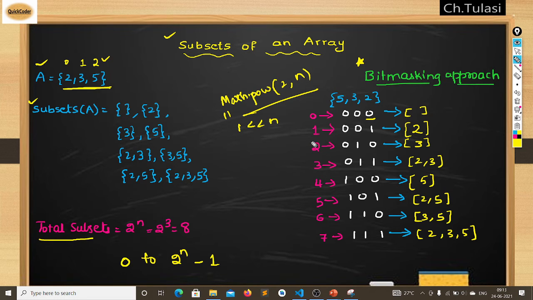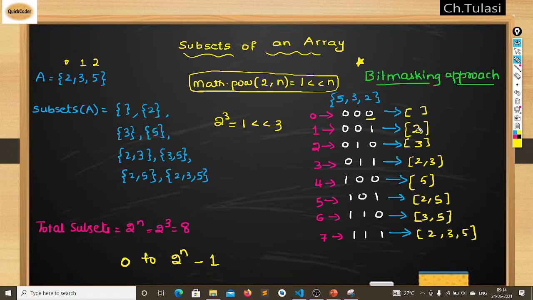Let me clear something here so that there will be no confusion. What is the previous point that I told you? Here Math.pow(2, n) is equivalent to 1 left shift n. We want to calculate up to 2 power 3, and 2 power 3 can be written as 1 left shift 3. How is it equal? 1 left shift 3 means 1, and 1 in binary format is simply 1. Now we are shifting this 1 to the left 3 times.